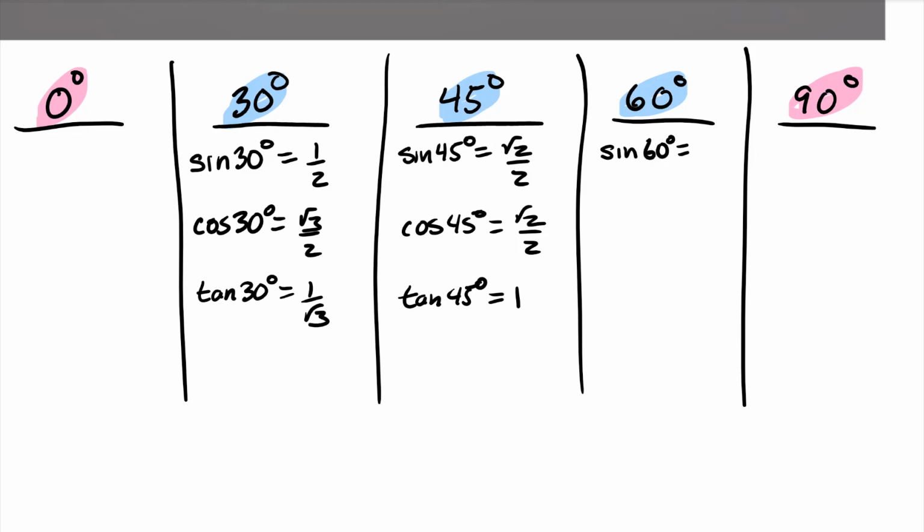Sine of 60 is equal to the square root of 3 over 2. Cosine of 60 is equal to 1 over 2. And we found out that tangent of 60 was equal to the square root of 3. So that's what we did in our last video. We just found those values, those common angles that we're going to use over and over and over.